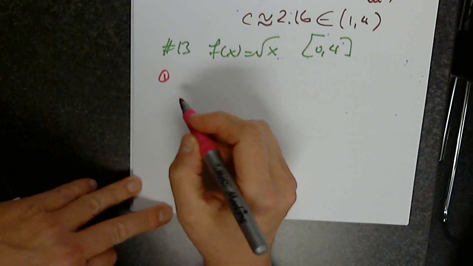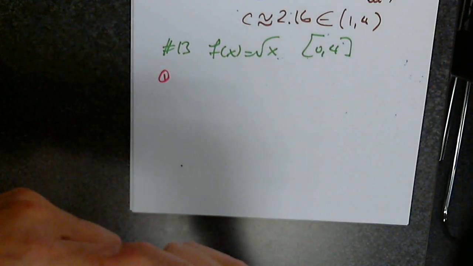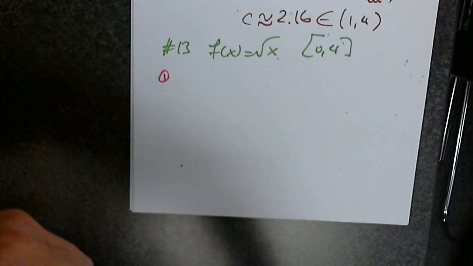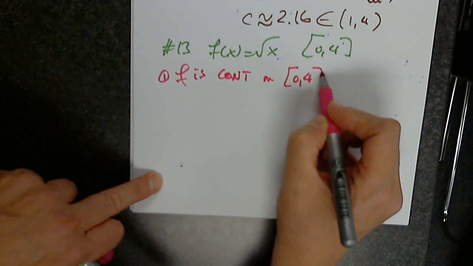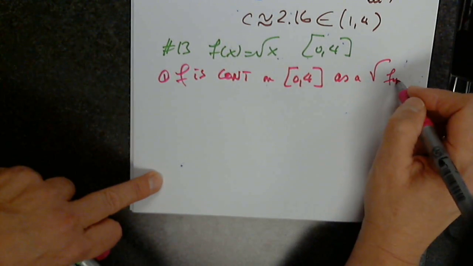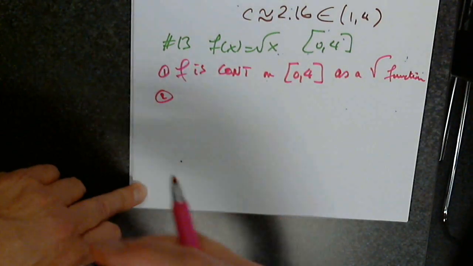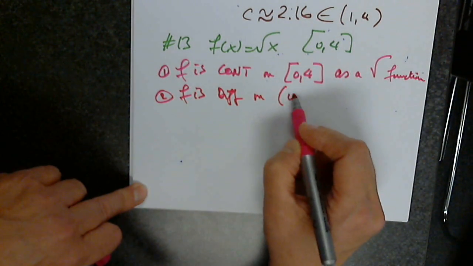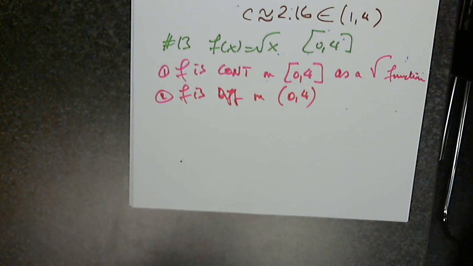So the first step is I have to write that f is continuous on the interval 0, 4, as a square root function, which is continuous everywhere it's defined, of course. F is differentiable on the interval 0, 4. It's not differentiable at 0, but we know it's differentiable on 0, 4.